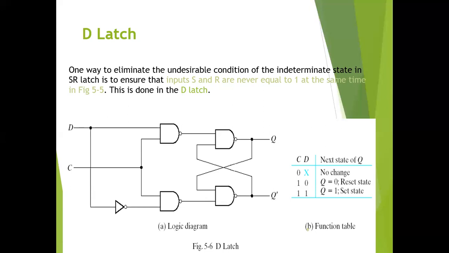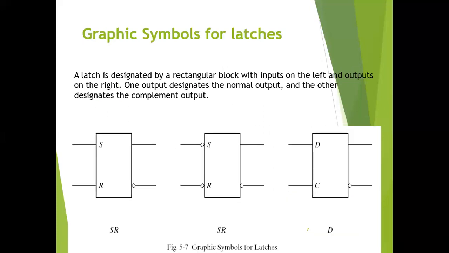This is the logic diagram of the D latch, and the various graphic symbols for the latches are shown in this figure. A latch is designated by a rectangular block, with the inputs on the left side and outputs on the right side. One output designates the normal output, and the other with the bubble designates the complement output.